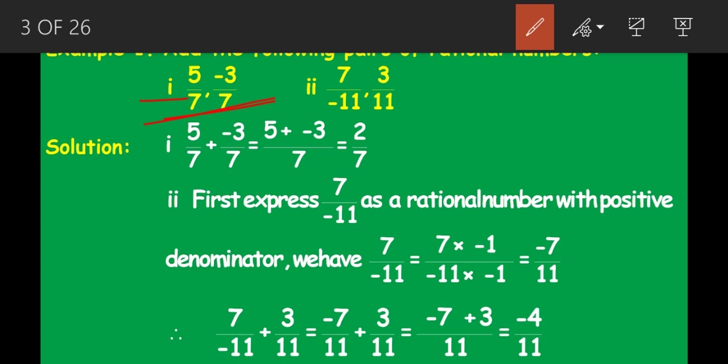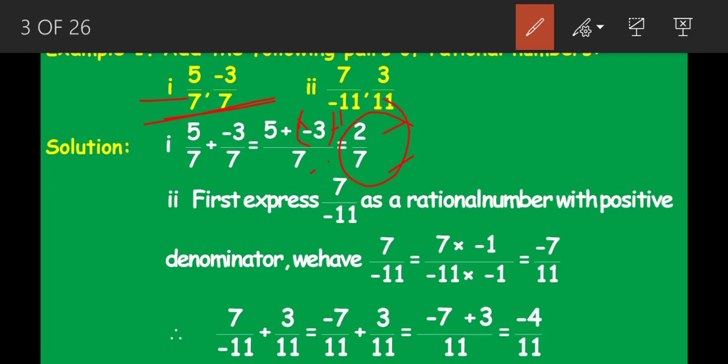So according to case 1, we can solve 5 by 7 plus minus 3 by 7. How to add? Numerators we can add directly. 5 plus minus 3 we can add directly, and the denominator 7 one time we can keep. 5 plus of minus 3 means plus into minus, minus will come. 5 minus 3, which is equal to 2. Denominator 7. So what is the answer? 2 by 7.